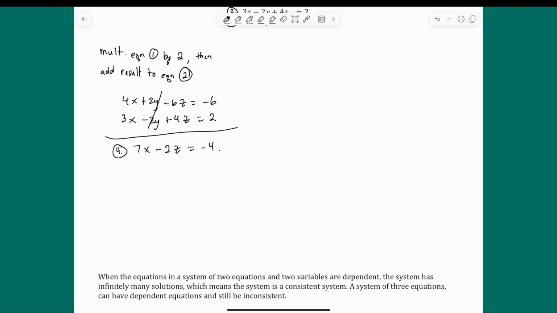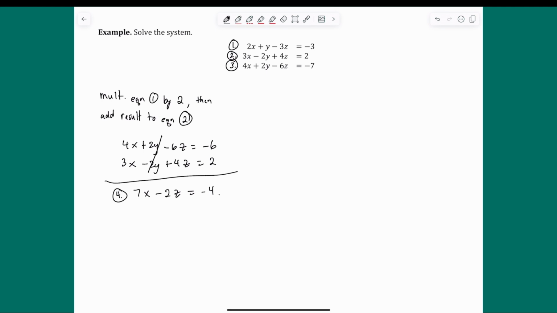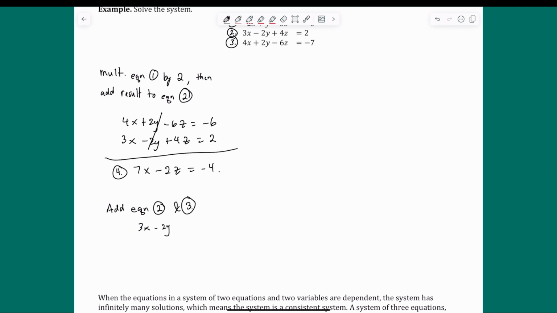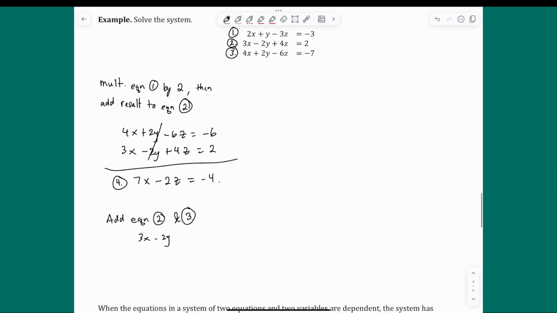All right, now I'm going to take a different pair of equations and eliminate y again. This time I'm going to work with equation 2 and 3. So I'm going to add equation 2 and 3. Okay, so we have 3x minus 2y plus 4z equals 2, 4x plus 2y minus 6z equals -7. Okay, the y's cancel again. We have 7x minus 2z equal to -5. Equation 5 here.